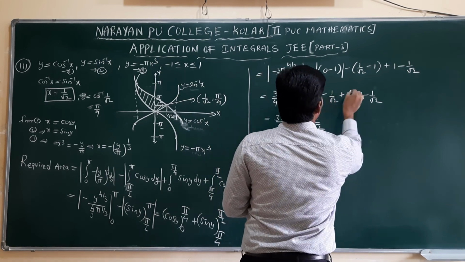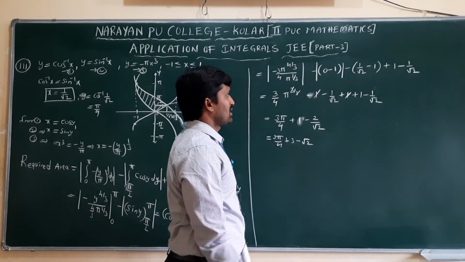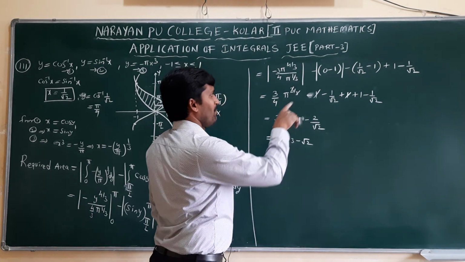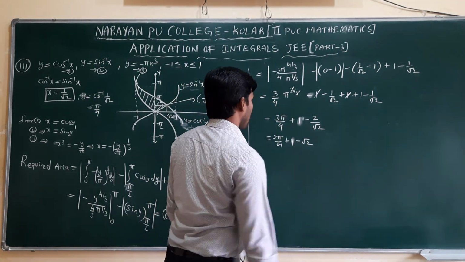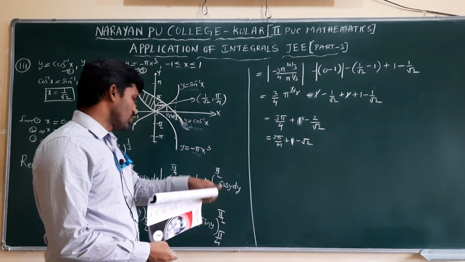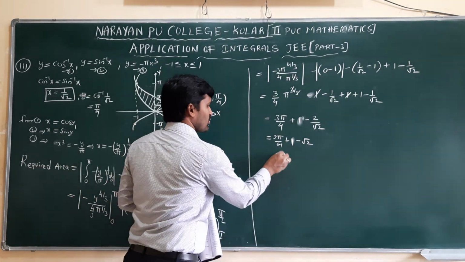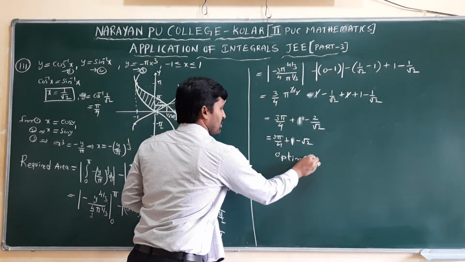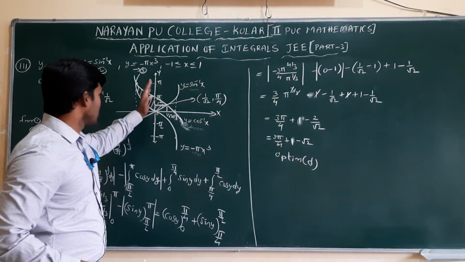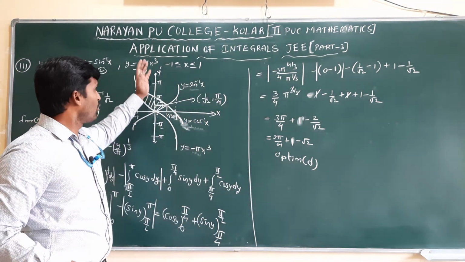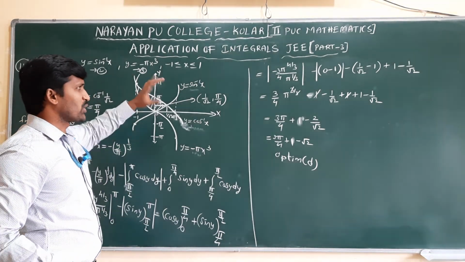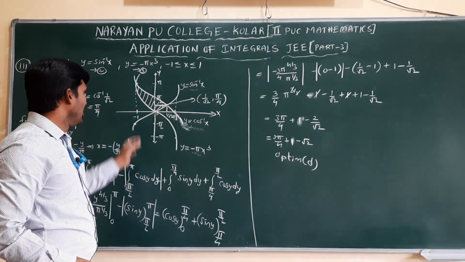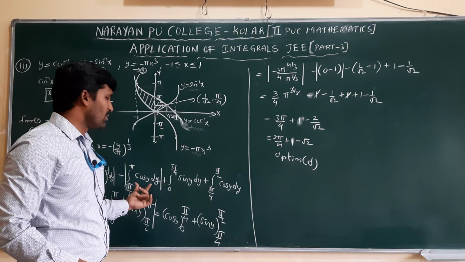Here minus 1 plus 1 cancel. Remaining what? Only plus 1, minus 1 by root 2, minus 1 by root 2, minus 2 by root 2, that is 3 pi by 4 plus 1 minus root 2. That is option D, the correct one. Why am I taking the mod for the second term also? This also is on the left side of the curve, the line is there, the y axis. So we need to take the modulus because the value will become negative. To get a positive area value we need to take the modulus for the second term also.